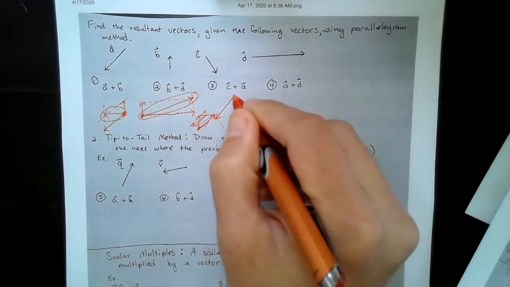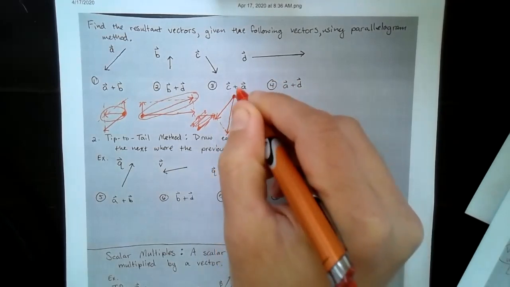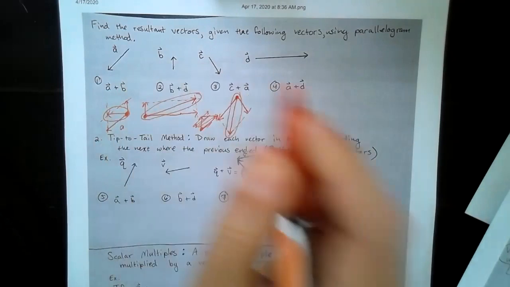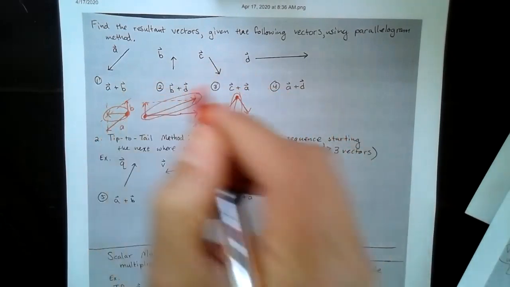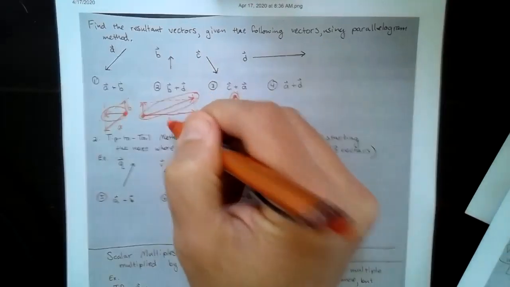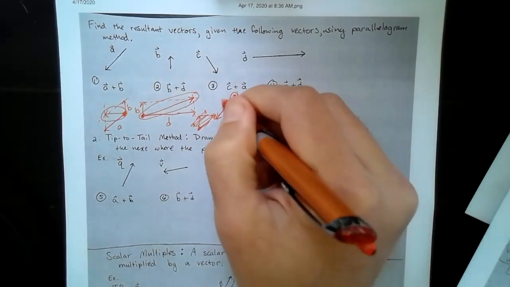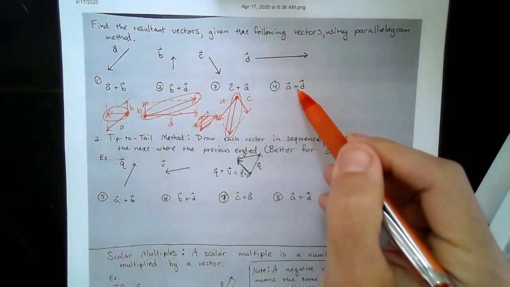Parallel, parallel, beginning, opposite corner. There's my resultant. I'm gonna label these just so we have them. That was vector A and vector B. This was vector D and B, and this was vector A and C.